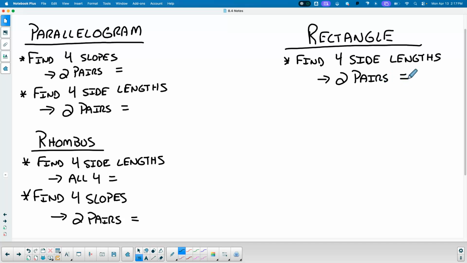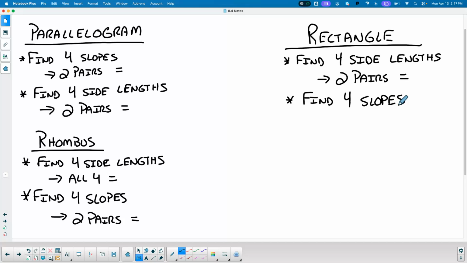Okay. Now what do you gotta show me? You have to show the angles are 90 degrees. How are you gonna show me that? You gotta find me four slopes. See the pattern yet? What's the pattern? 4 side lengths and 4 slopes. You gotta find four side lengths and four slopes all of the time. No matter what it is, you gotta find me four side lengths and four slopes.